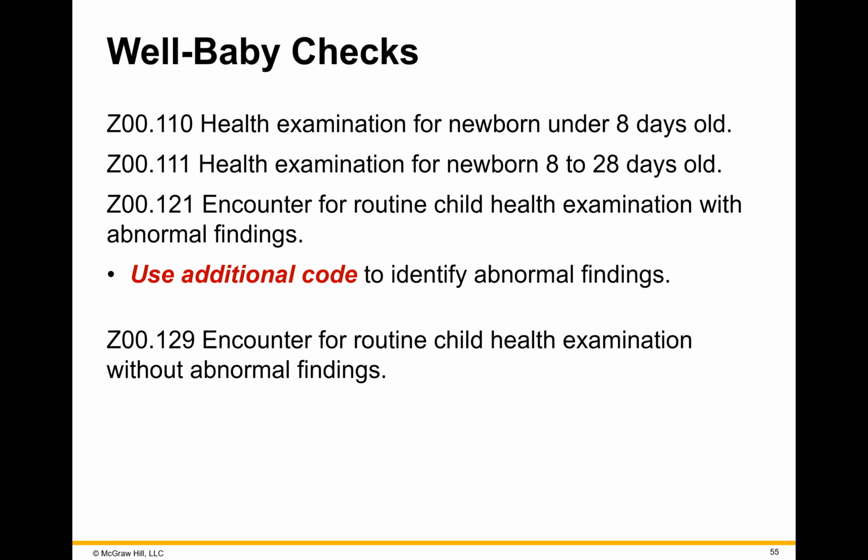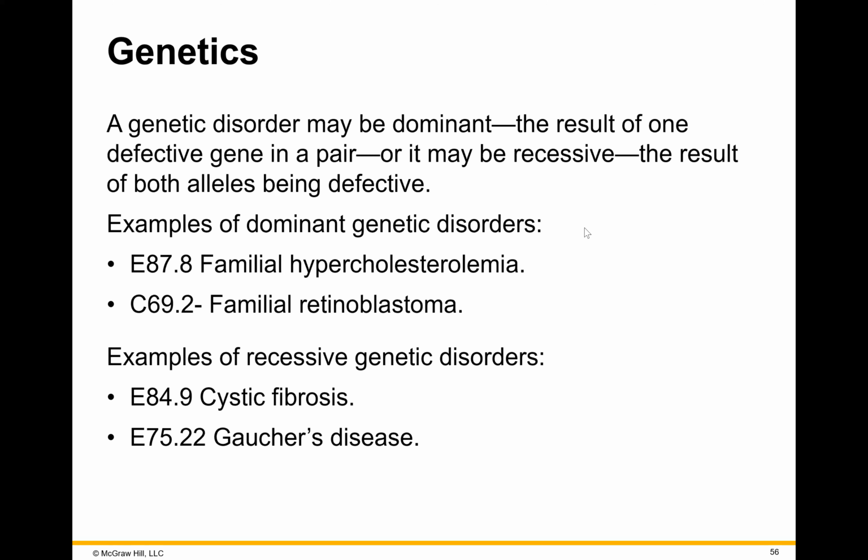Well baby checks, again, these are exams, and they run the gamut from under 8 days, Z00.110, 8 to 28 days, Z00.111, and Z00.121. All these are well baby checks. We may also have some genetic abnormalities. You can see some of them here, hypercholesterolemia, cystic fibrosis, and others.